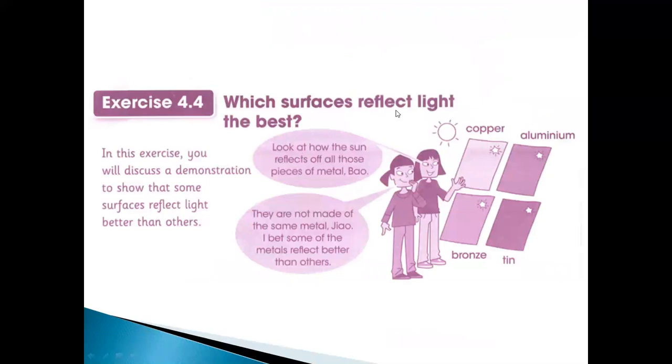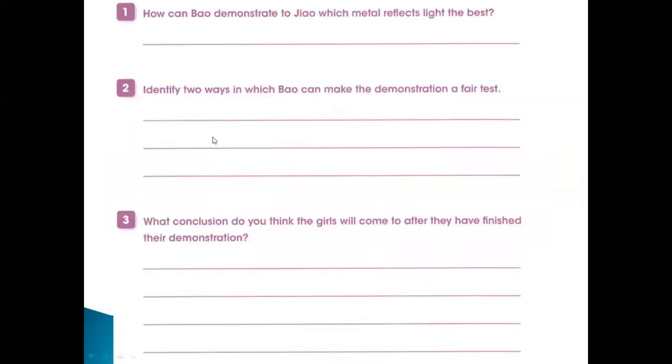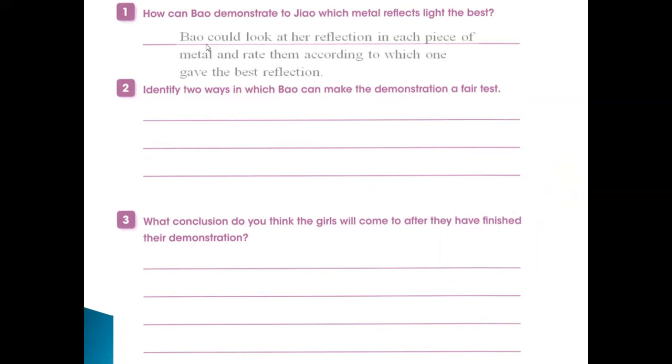Exercise 4.1, which surfaces reflect light the best? Copper, aluminium, bronze and tin. So we solve the exercise. How can we demonstrate which metal reflects light the best? We could look at her reflection in each piece of metal and rate them according to which one gave the best reflection. Okay, they are using all of them and then finding which one is best.